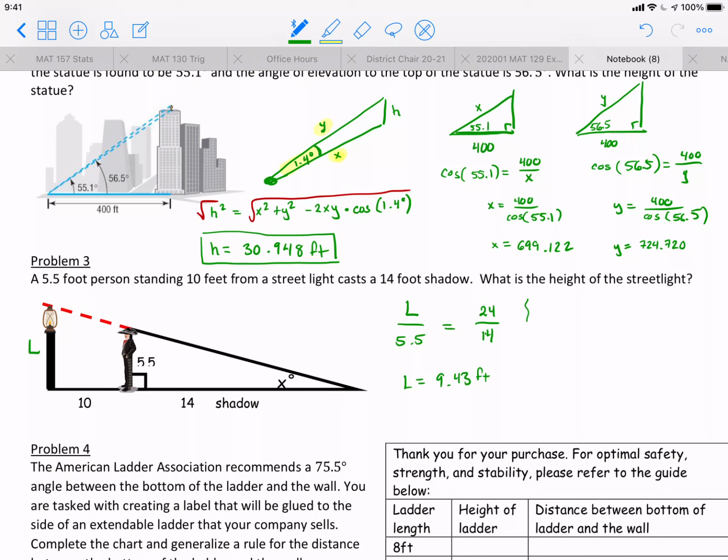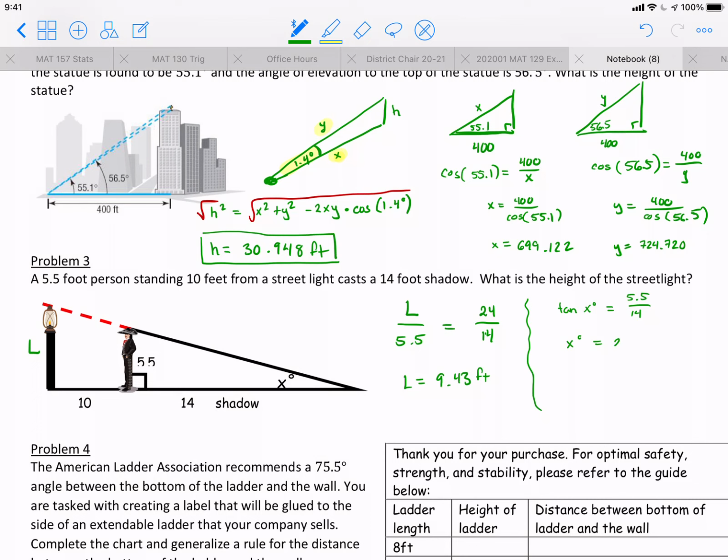The other way is you could use tangent. And that would be opposite over adjacent. So then x degrees. So what are we going to do? We're going to do arctangent 5.5 over 14, right?